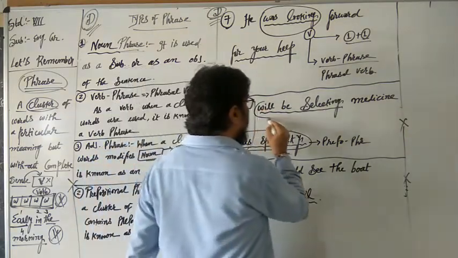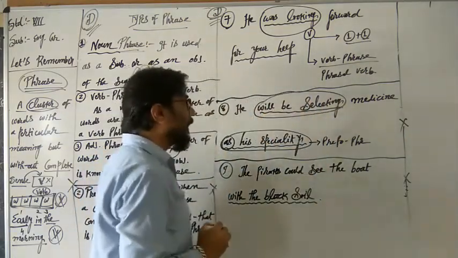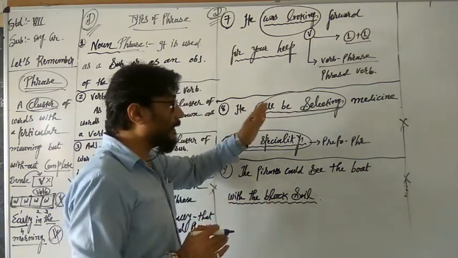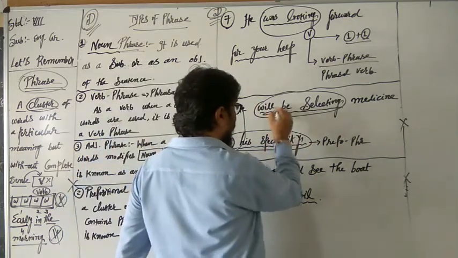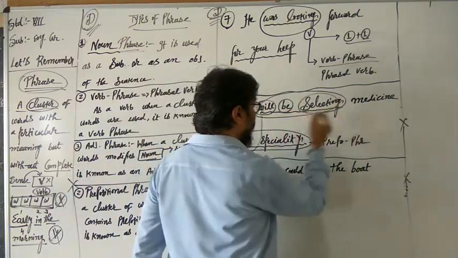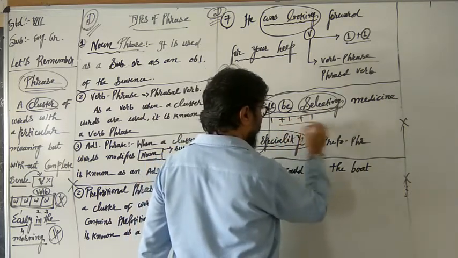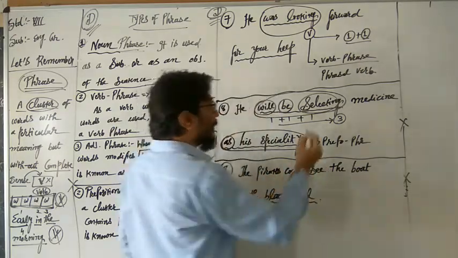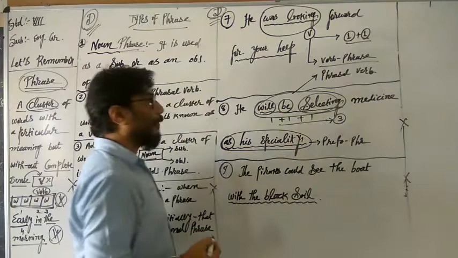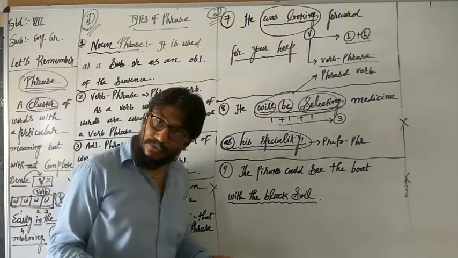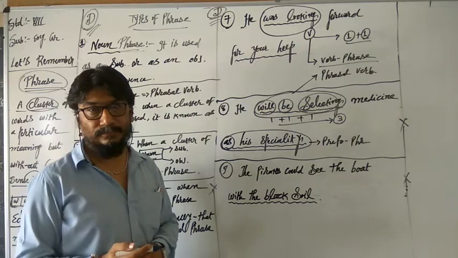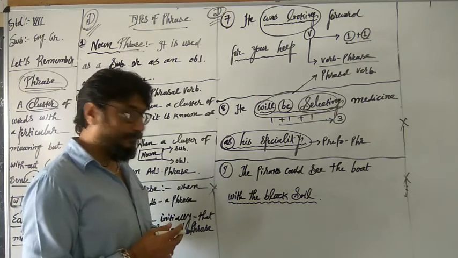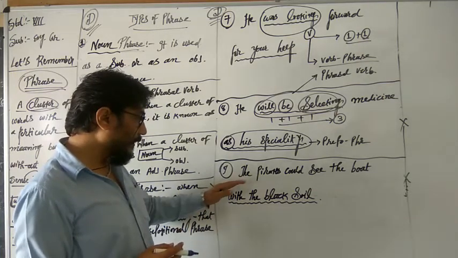I have made another underline with this. He will be selecting. What will be the result? He will be selecting is equal to one word, another word, another word. 1 plus 1 plus 1 is equal to 3 words on the place of a verb. So once again, this is a verb phrase, or this is also known as a phrasal verb. Got the idea? Now we will move ahead to the ninth one. See here, the pirates.